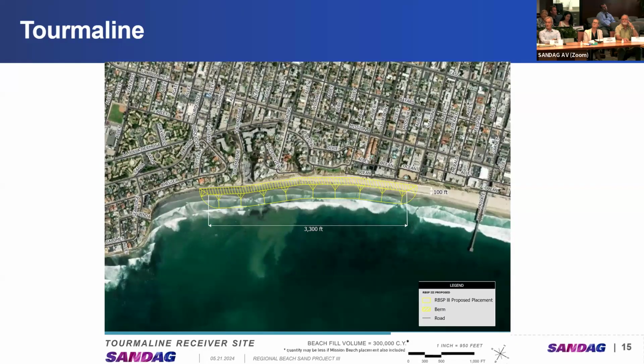We call this Tourmaline, excuse me, from near Pacific Beach Point down to Diamond Street. It's approximately a 300,000 cubic yard footprint. It's not been built before, so it would include some additional work to develop the concept and assess the biology and things like that. So it's an added site to the project.